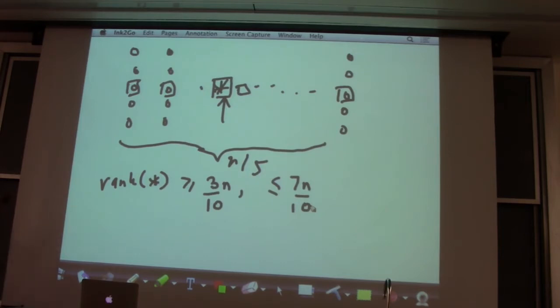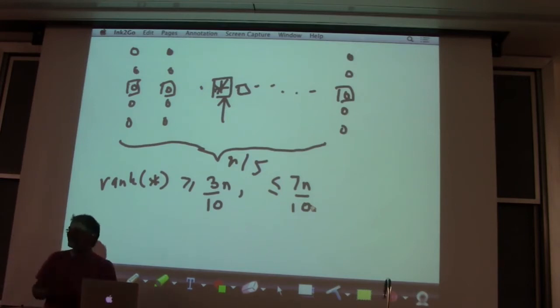Conversely, the median is less than n over 10 elements, each of which is less than 2 elements in its own group. So it's less than n over 10 plus 2n over 10. So its rank is more than 3n over 10, and it has at least 3n over 10 above it. So its rank is at most 7n over 10.